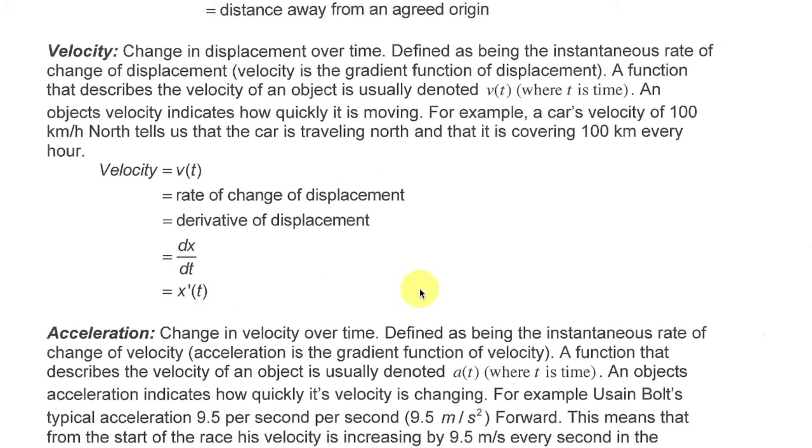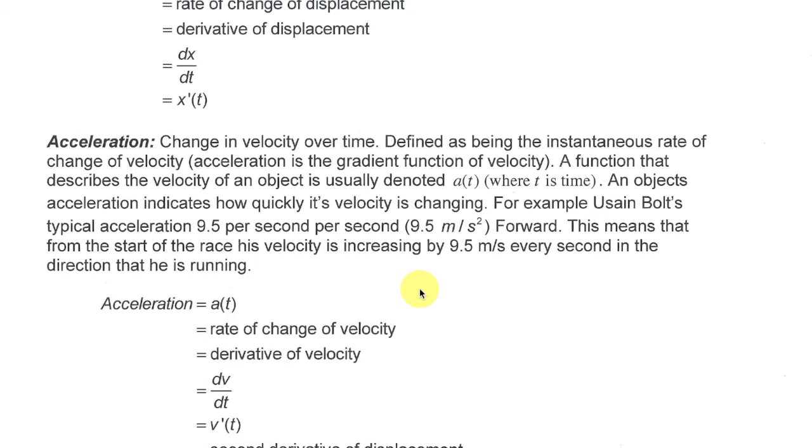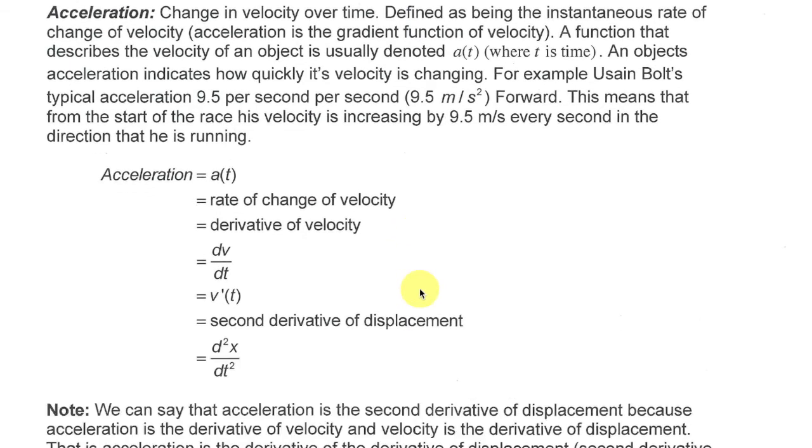Now acceleration. I told you at the very start that it's simply how quickly an object is picking up or losing velocity. We write acceleration as being a of t. It's the rate of change of velocity. It's the change in velocity over the change in time, the derivative of velocity. And we can write that as being v prime of t.